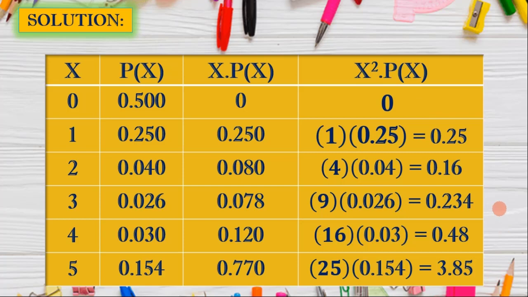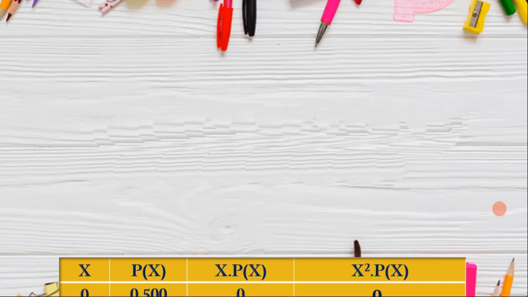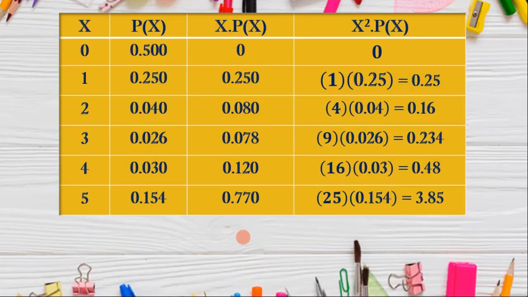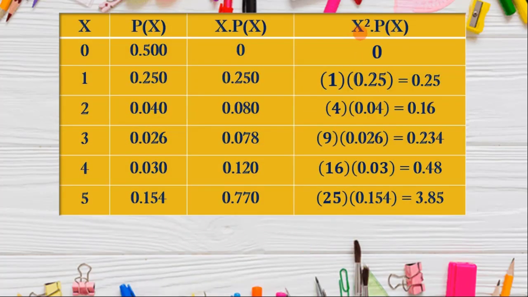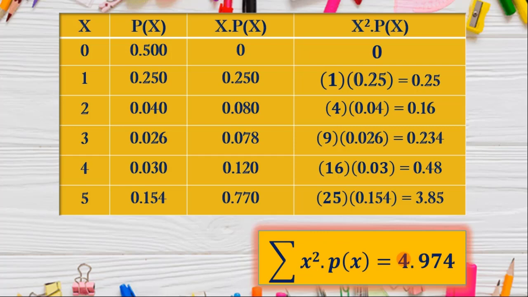And for the mu of x, or E of x, we have mu equals the sum of the third column here, that is 1.298. Let's have it like that in 3 decimal places. And for the column x squared times P of x, the sum of the values here is 4.974. You can verify these values in your calculator.